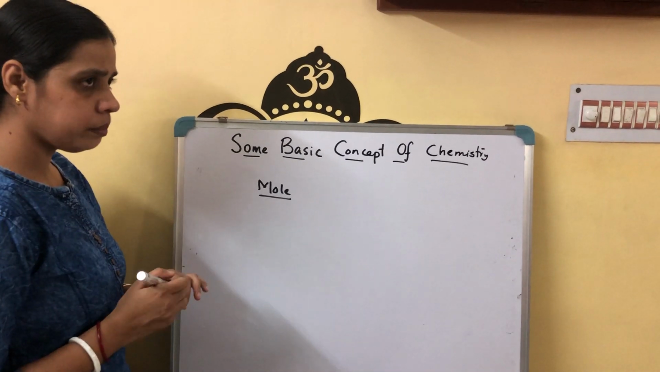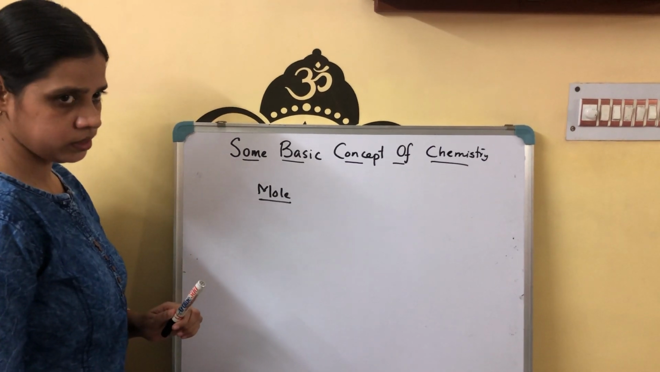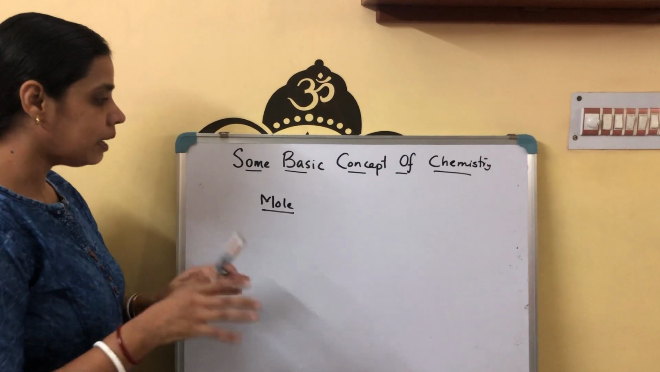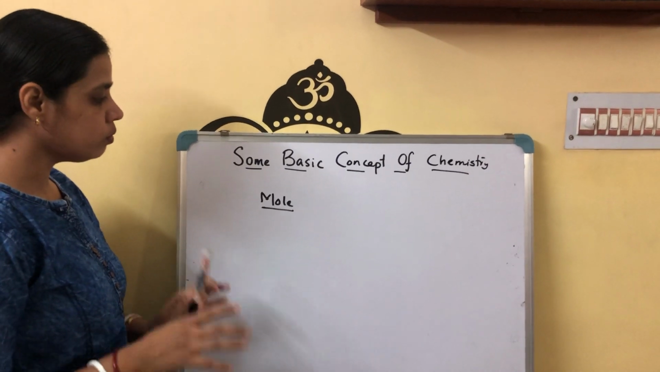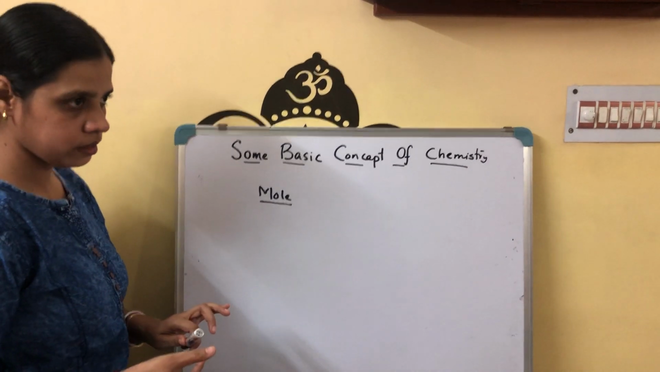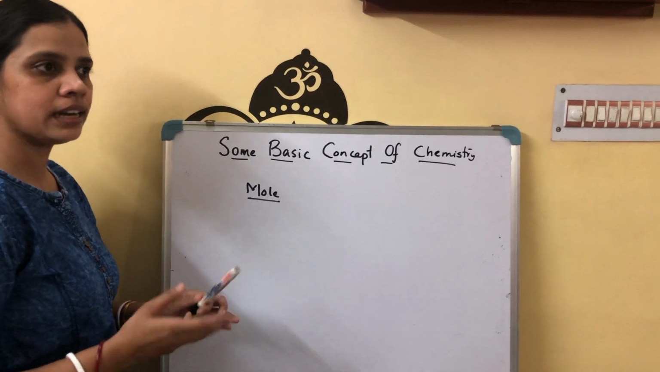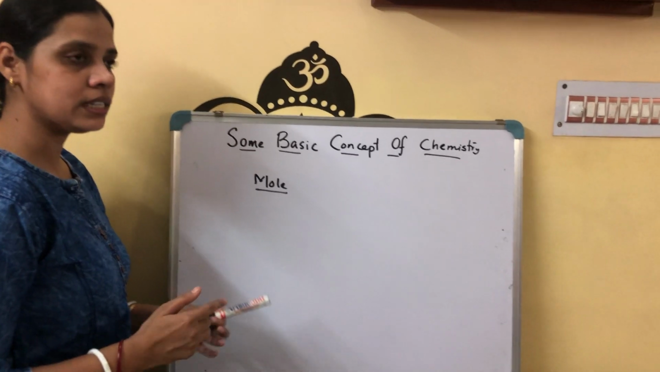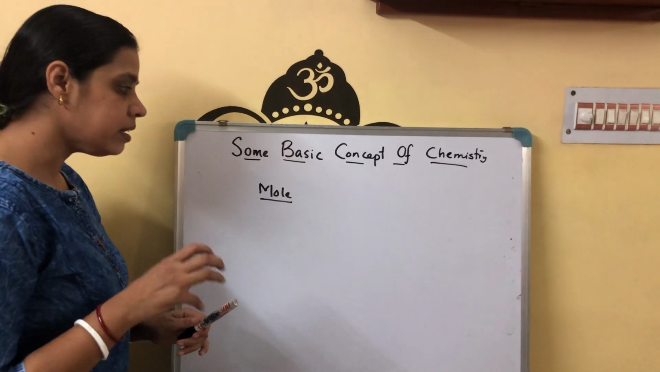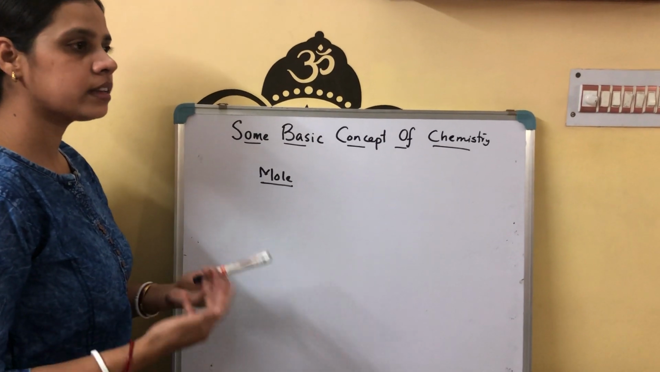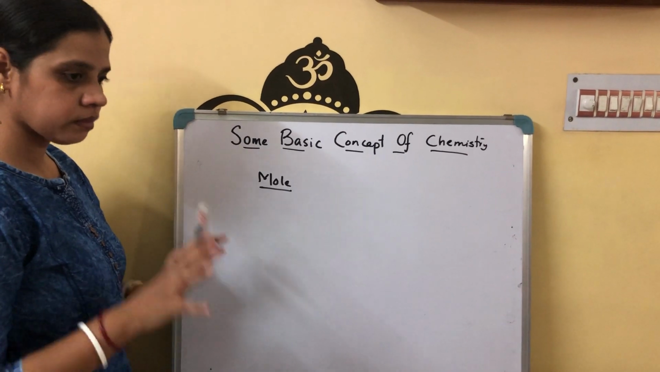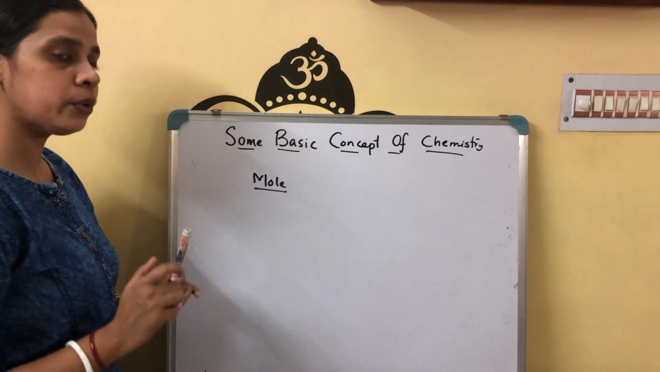Mole means how many atoms, ions or molecules are present in a compound. In 1 mole, how many atoms? In case of atoms, we consider atoms. In case of molecules, we consider molecules. In case of ions, we consider ions. So how many atoms, molecules or ions are present in a mole? That is given by the Avogadro number.